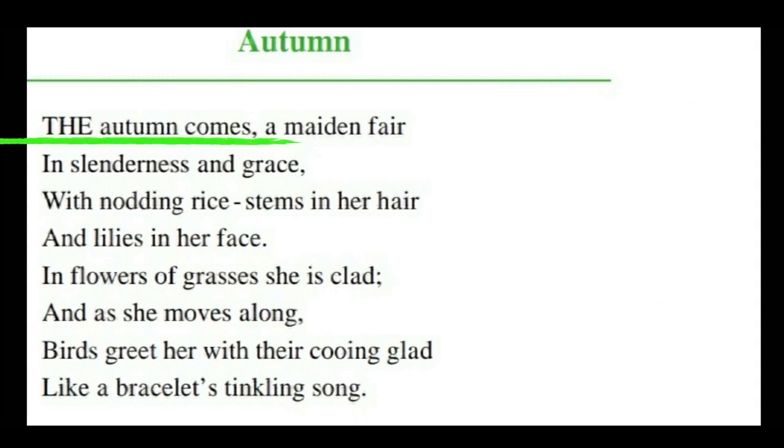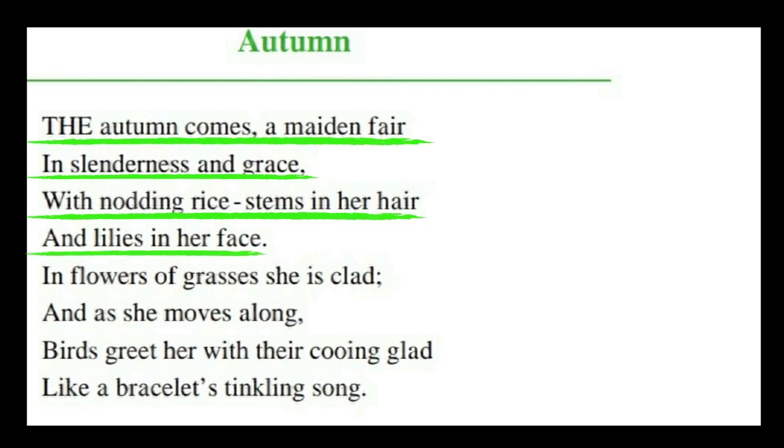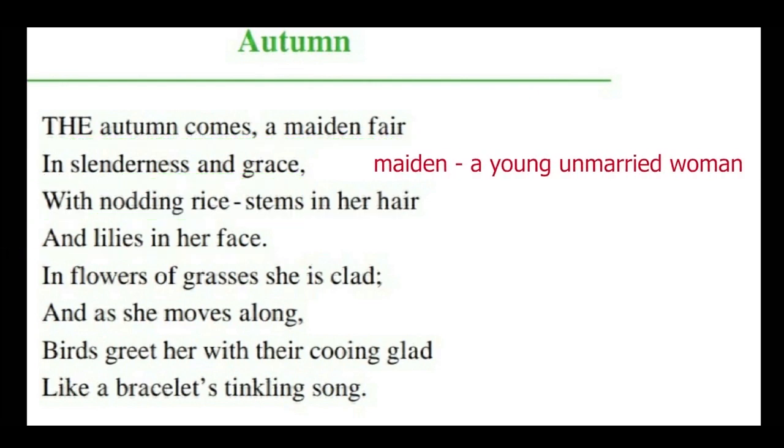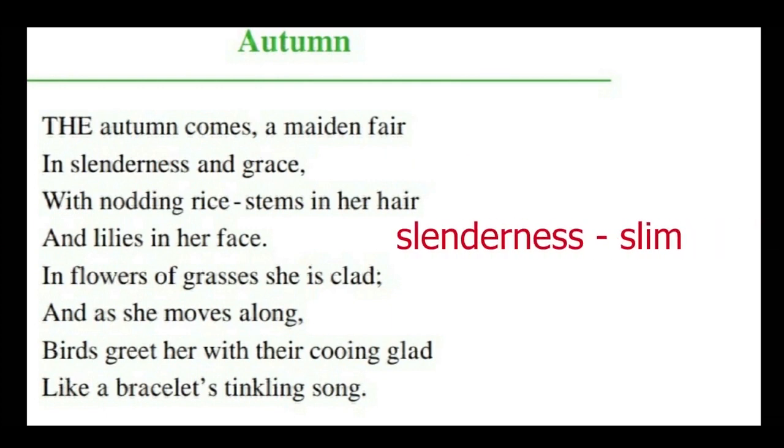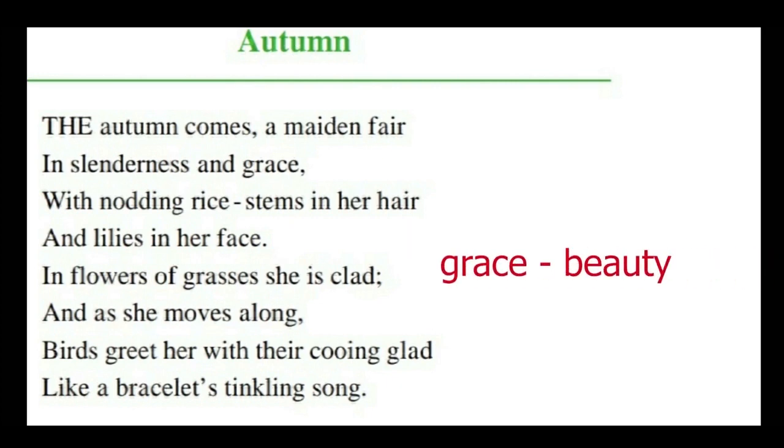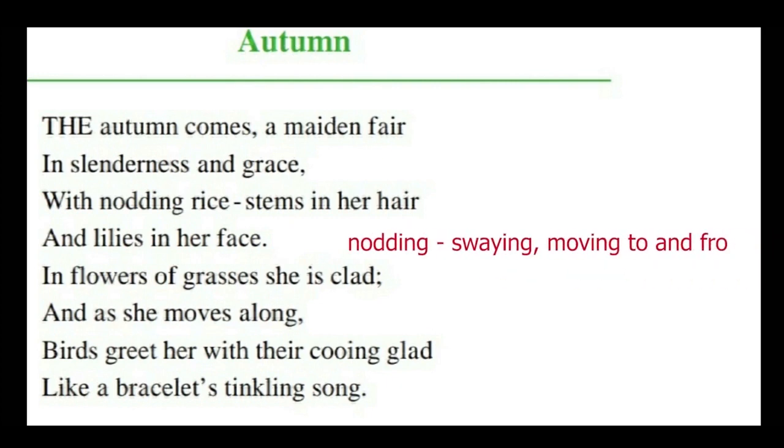The autumn comes, a maiden fair, in slenderness and grace, with nodding rice stems in her hair and lilies in her face. Maiden, a young unmarried woman. Slenderness, slim. Grace means beauty. Nodding means swaying. Another meaning, moving to and fro.